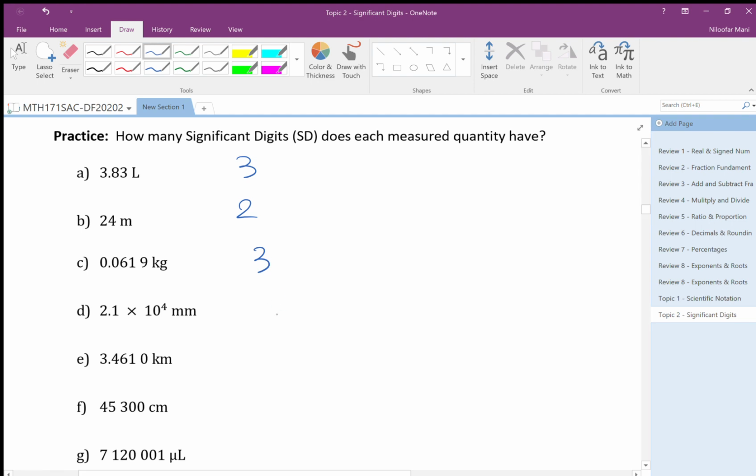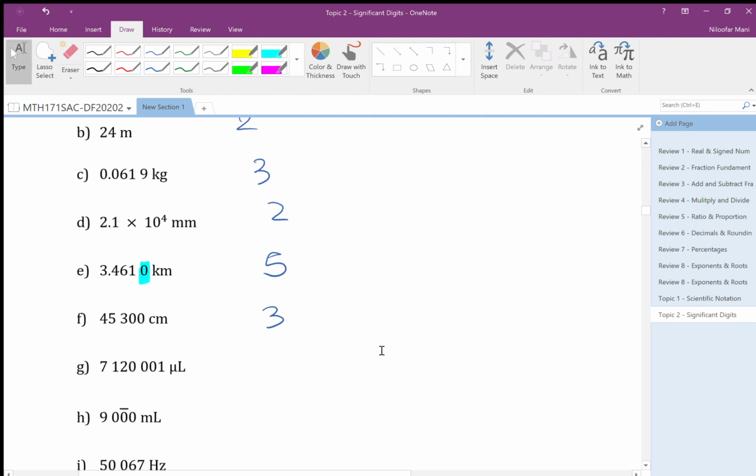This one 2, this one 5, because I need to count this since it is after the decimal, so I have to count it. When I mention it, it's important. The next one 3. The next one, see, these zeros are between, so I have to count them. They are between, so I count them. So it's 7.